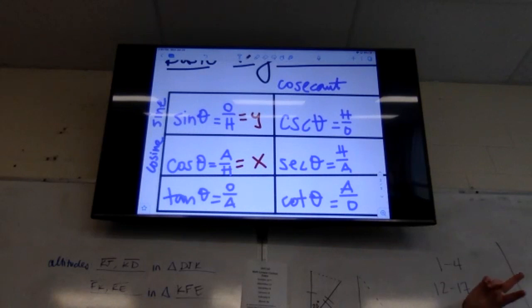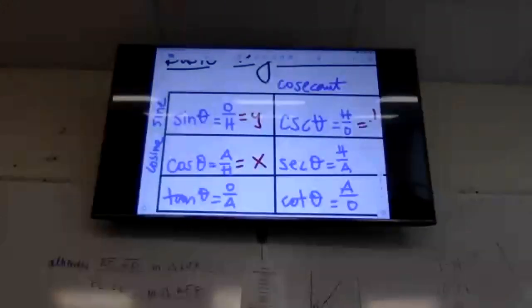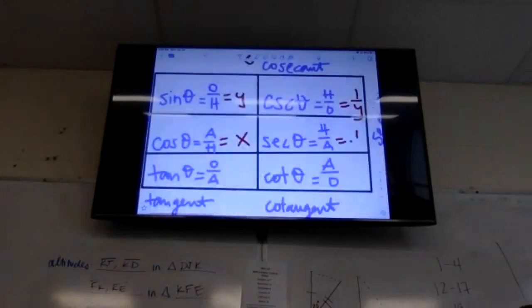1/Y, those are all my reciprocal functions, so you flip it over. So if it was Y, it's now 1/Y. So I can find cosecant still by using my unit circle because I can just do 1 divided by whatever that Y is. Same thing for secant. If cosine is X, then secant is going to be 1/X.